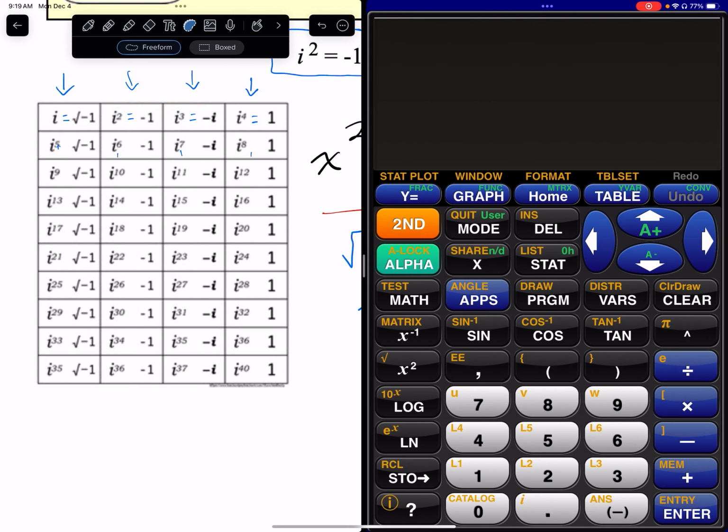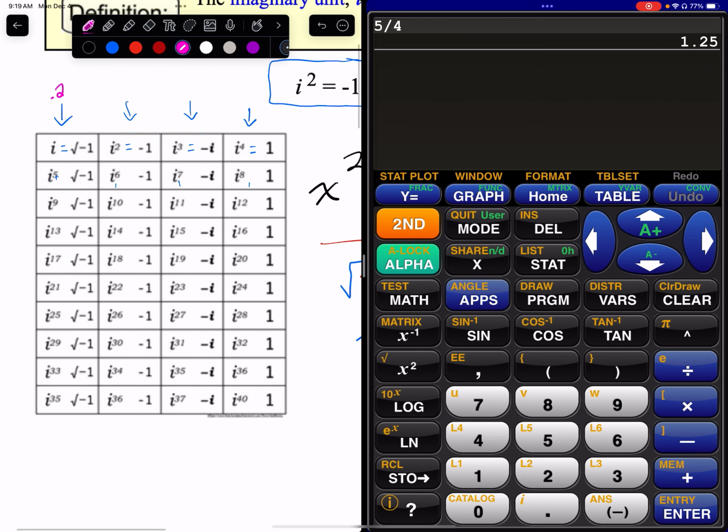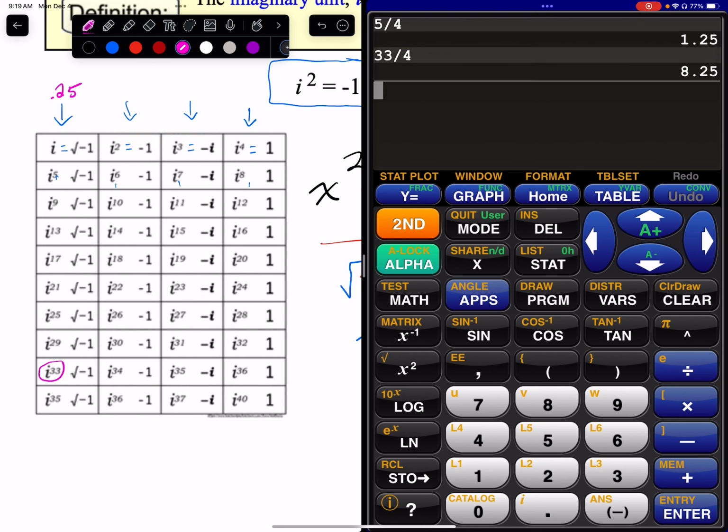So let's take a look at, for example, i to the fifth power. If I divide 5 by 4, I get a decimal answer of 0.25. So 0.25 is going to give us any one of these numbers in here. For example, if I look all the way down here and ask what is i to the 33rd power, if I do 33 divided by 4, I'm going to get 0.25 as my decimal. So anything where you get 0.25 as a decimal is going to turn into just an i.